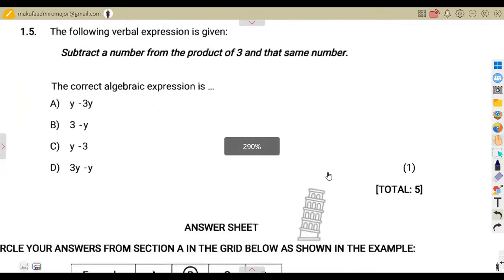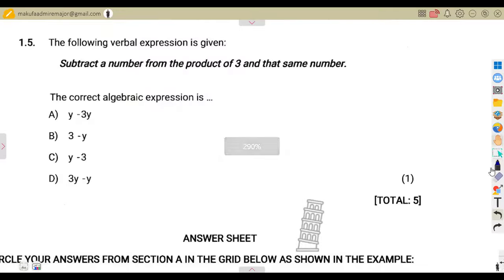1.5, the following verbal expression is given. So it's just a verbal, like you are saying something, but they want you to write it. So the correct algebraic expression is, they are saying subtract a number from the product of 3 and that same number.